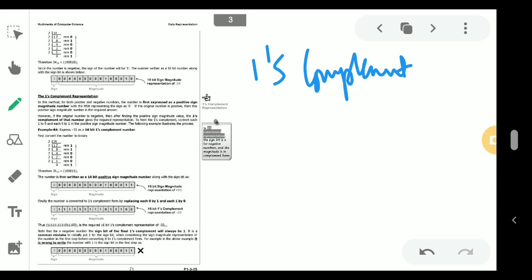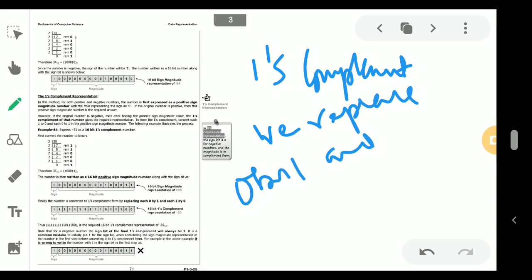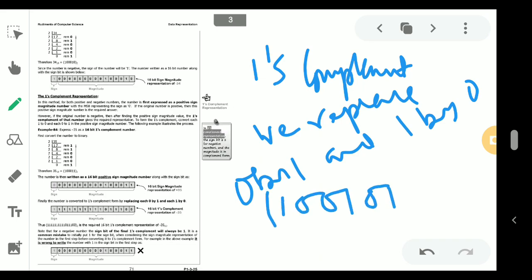So what you have to do is, first, one's complement. In one's complement representation we replace 0 by 1 and 1 by 0. Okay. So suppose a number is 1,0,0,1,0,1 and you have to find out the one's complement of this number.